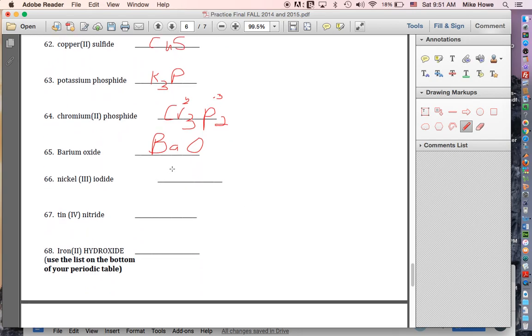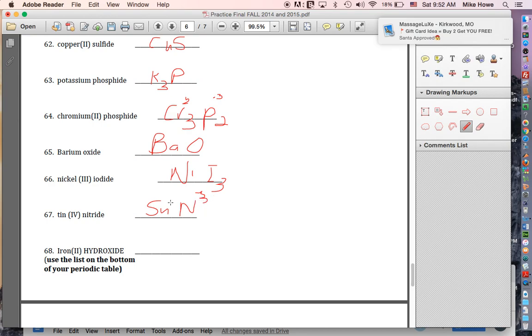And then nickel 3 iodide, that'd be nickel with a +3, and iodine with a -1. So if that's 3 and that's 1, what do I do? Right there. Okay, tin-4 nitride. This one is kind of a high number problem. So Sn is +4. Nitride is N. Nitrogen's -3. This is +4. So I can't multiply 4 by anything to get 3, and I can't multiply 3 by anything to get 4. So what I'm going to do is find a common multiple of 3 and 4, which is 12, the smallest one. So I multiply 4 by 3 to get 12.